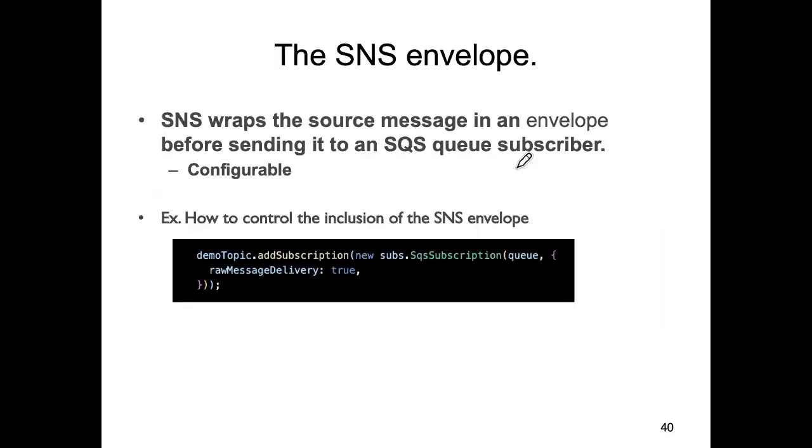Now, the way you disable or enable the inclusion of the envelope, it's part of the configuration of the SQS subscriber itself, and that's what I'm showing you here. So it's this property, raw message delivery. If you set that to true, then you're saying, I do not want the envelope to be included.